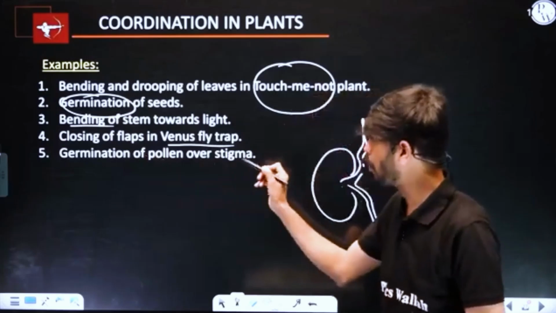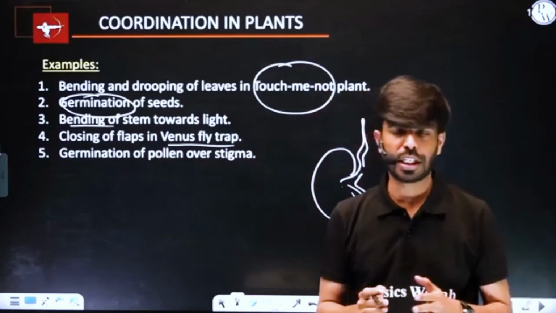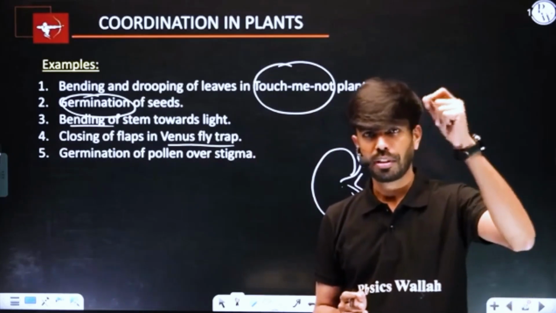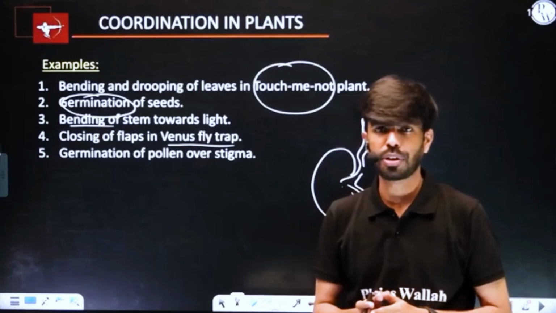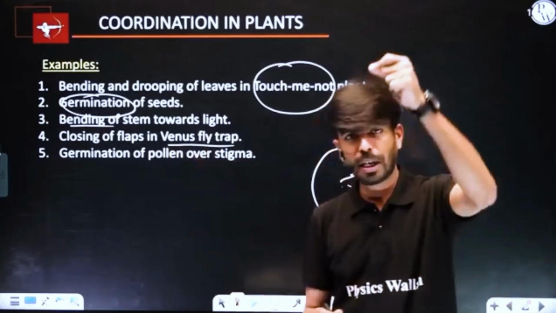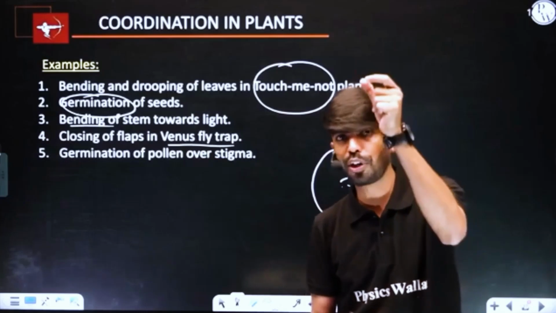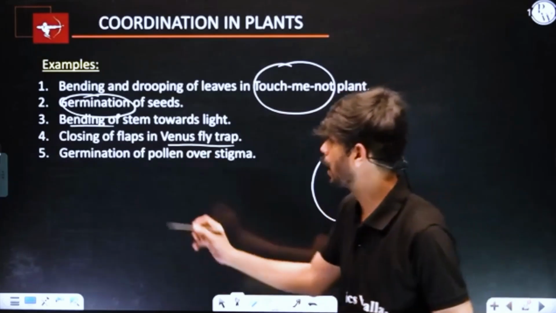Germination of pollen over stigma. Okay, in the previous section, that means in the life processes chapter, we have studied that; germination of that we are going to study under the chapter How do organisms reproduce. Okay, so there the germination of pollen tube over the stigma, ಅಲ್ಲೂ ಕೂಡ pollen tube ಏನಾಗ್ತಾ ಇದೆ, ಗ್ರೋತ್ ಆಗ್ತಾ ಇದೆ. What kind of movement is there that we need to discuss?